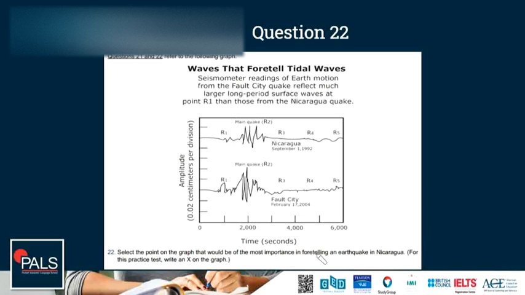Question is foretelling the earthquake in Nicaragua. That means we should mark an X at R1 in the Nicaragua graph. R1 is the only quake or point before the main quake. R2, R3, 4 and 5 are all after the main quake.